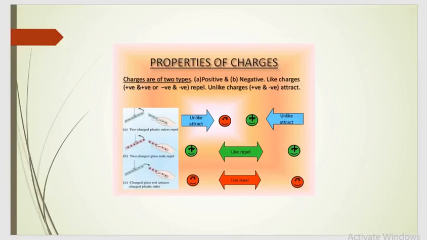If an uncharged conductor is brought near a charged body, the nearest side of the conductor develops a charge opposite to that on the charged body, and the far side of the conductor develops a charge similar to that on the charged body. This is called induction. Induction happens because the electrons in the conductor are free and they can move easily in the presence of a charged body.